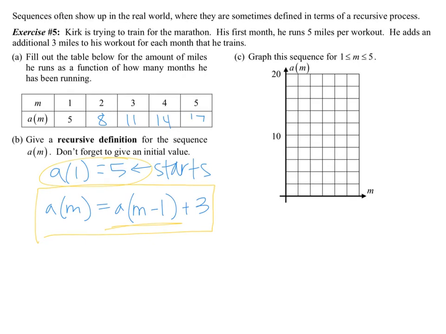And now all that we're going to do is graph these coordinate points up here. When m is 1, at month 1, he was at 5 miles. At month 2, he was at 8 miles. At month 3, he was at 11 miles. At month 4, he was at 14 miles. And at month 5, he was at 17 miles. Just remember that you don't connect those dots, because this is a graph of a sequence, so it's not the same thing as a linear function.